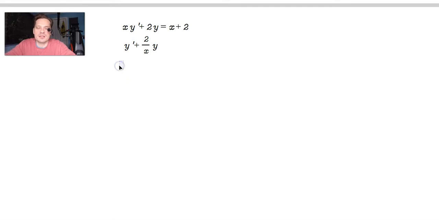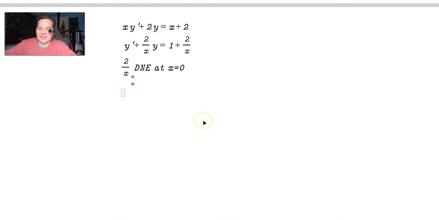Make a key observation here. This quantity 2 over x, this is DNE at x equals 0, because 2 divided by 0 is not defined. You have to keep that in mind. And then x divided by x is 1, and then 2 divided by x is just that, 2 over x. So divide each term by x.